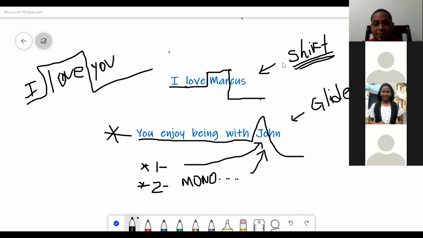Teacher, you say the shift is when the content word is at the end, you need to divide it in two parts, in two syllables? Yes, if you can divide it. If it has more than one. Okay. If you cannot divide it, then you will have to do the glide. Okay, I understand more.